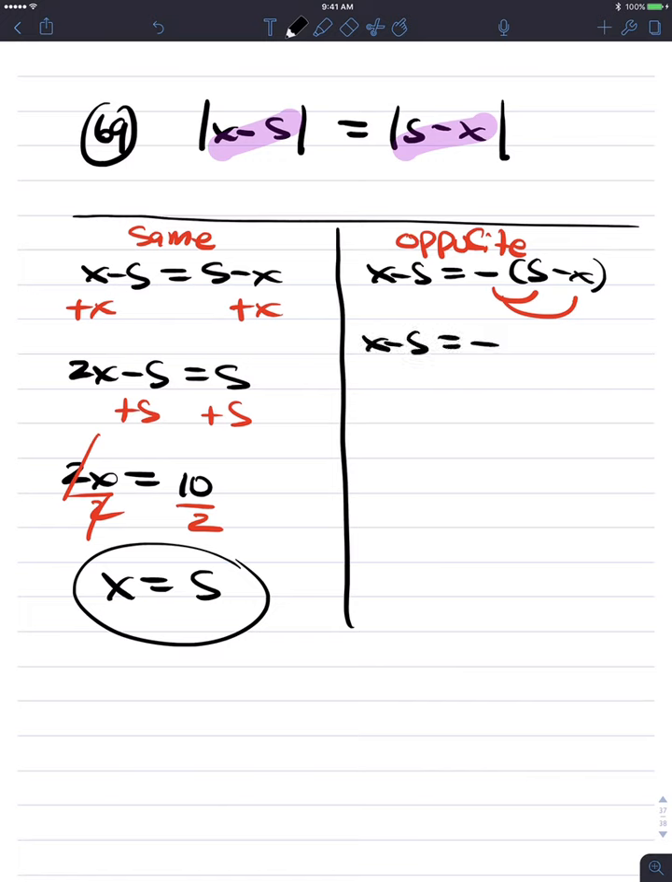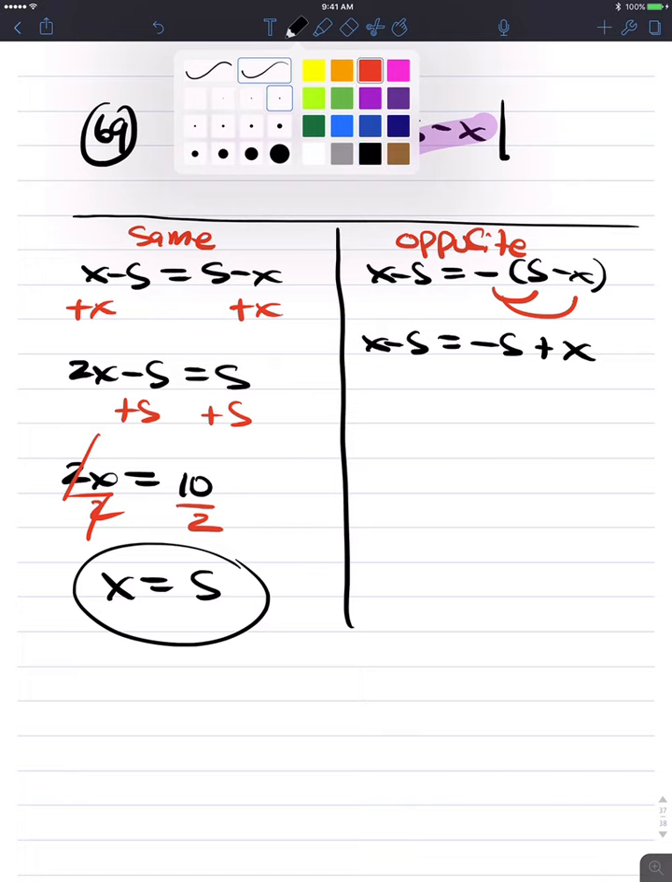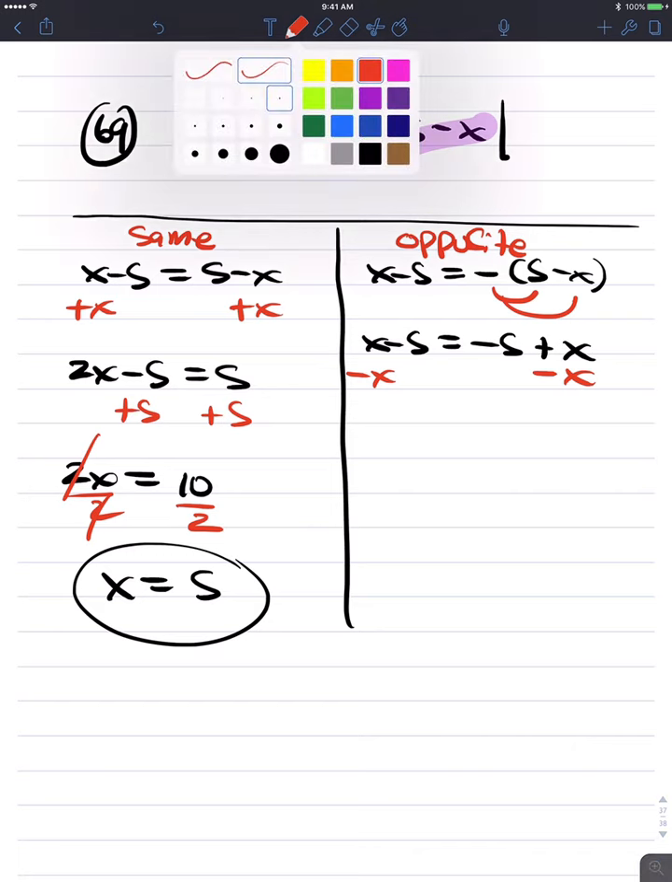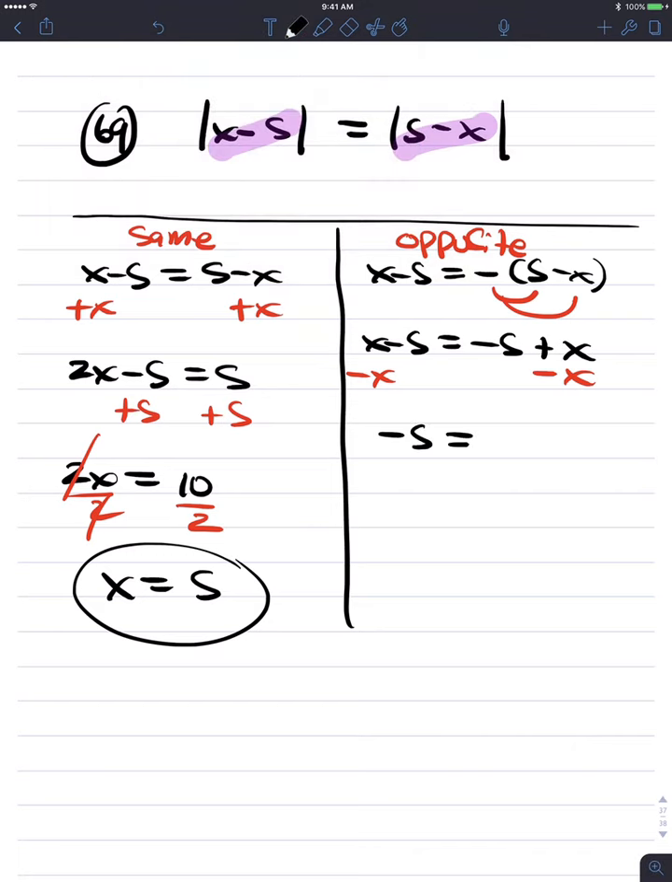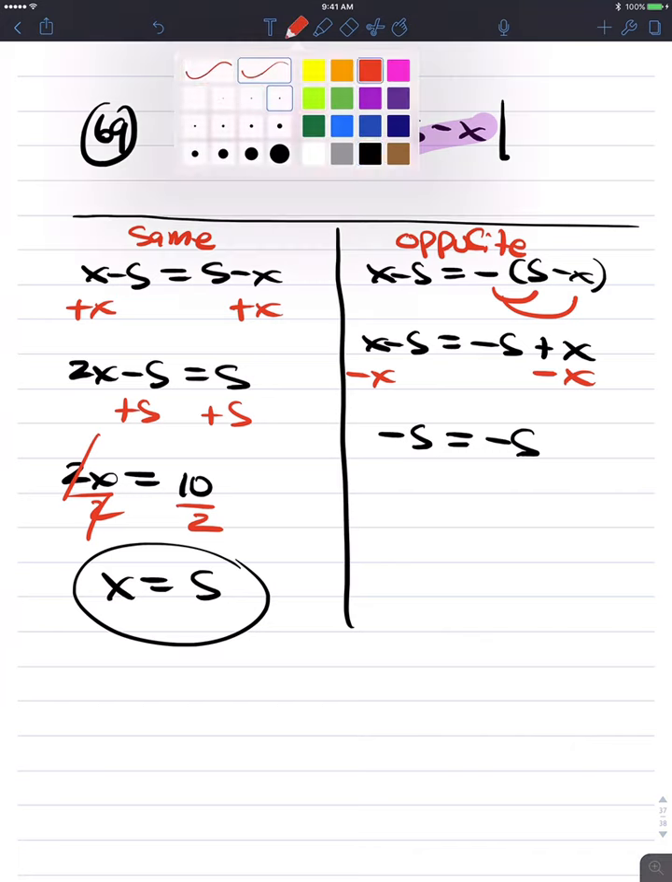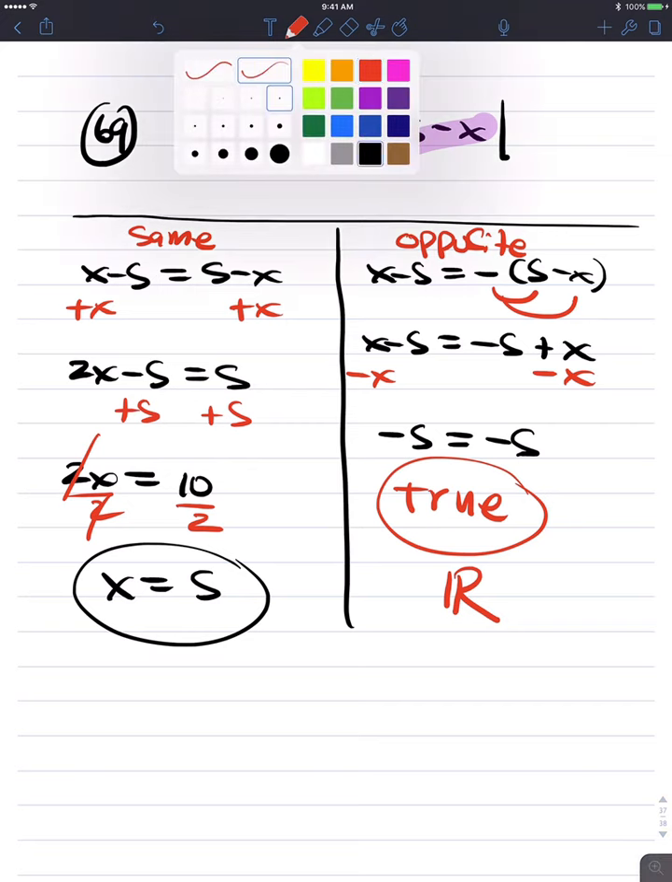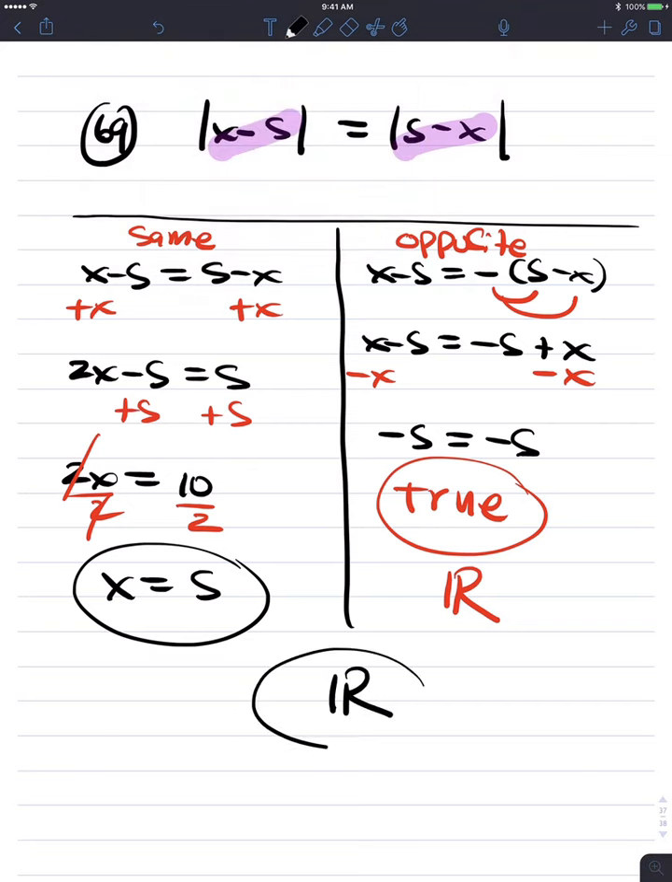If I distribute for the second equation, I get negative 5 and I get positive x. So now, when I subtract x from both sides, I end up with negative 5 equal to negative 5. This here is a true statement. This means all real numbers is our solution set. We discussed this in class. So our final answer here is going to be the set of all real numbers. This is the answer for number 69.